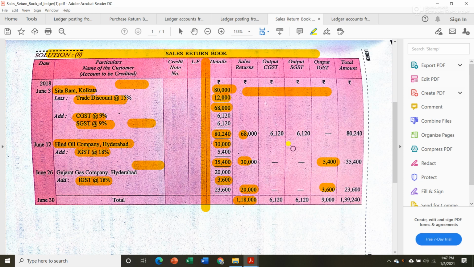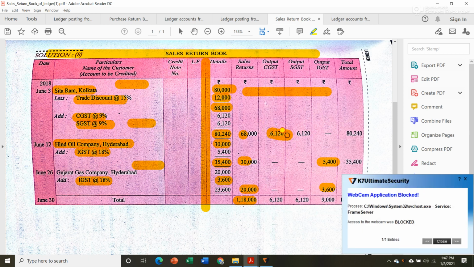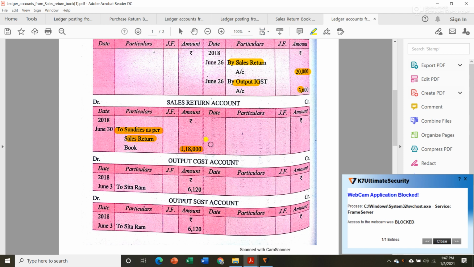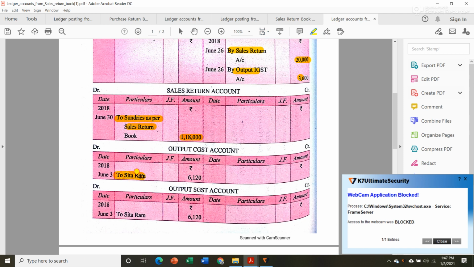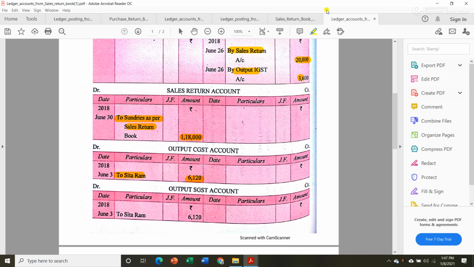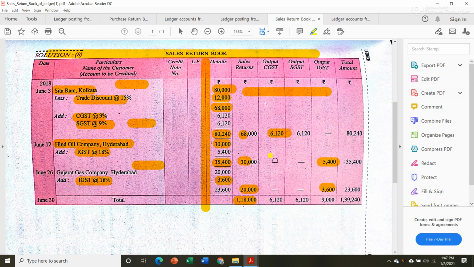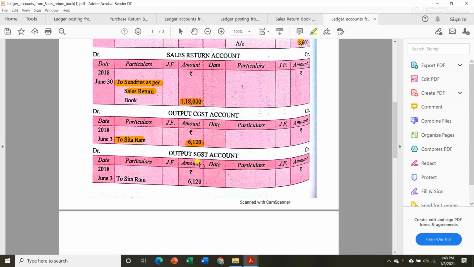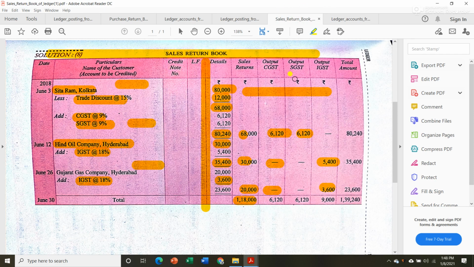Now the next column is output CGST, and first amount is appearing related with Sitaram Kolkata 6,120. So on the debit side we will write to Sitaram 6,120. Then we don't have any other amount in output CGST column. Now next is output SGST, only one value, so we will write here to Sitaram 6,120. Usually output CGST and SGST columns are quite same.